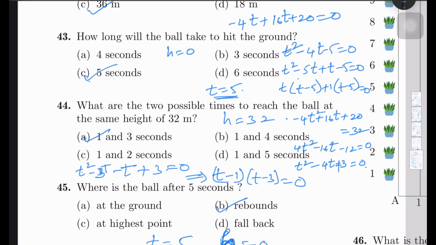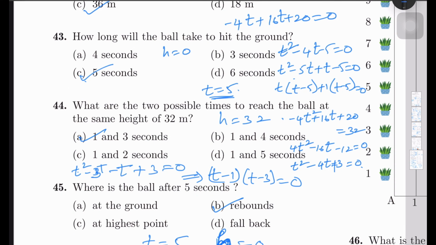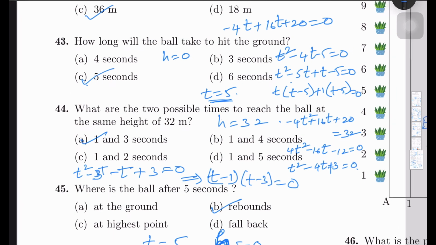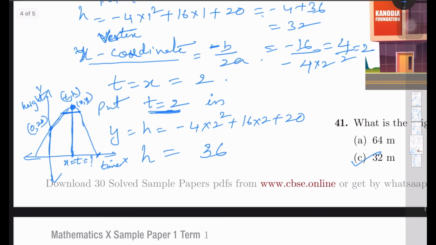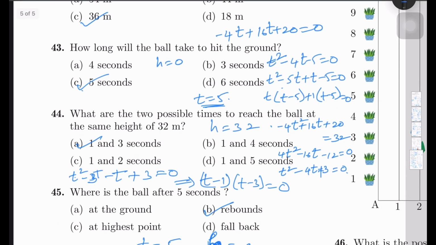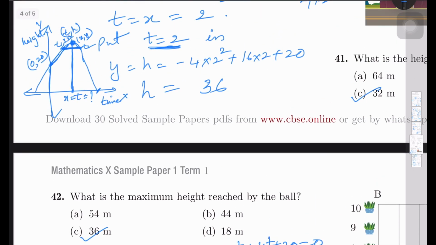Now next, what are the two possible times to reach the ball at the same height of 32 meters? Now we have just now seen in this figure, there is one height where both these points are equal. That is the ball, see when it's going top and again coming down, there is a point. Suppose if you take this as T1 and this as T2 and this will be some H. This is 32, because this is a height at 32 is given over here. Because the same height of 32 meters. So you are taking T1 32 and here also T2 32. So this is at the height, same height 32.